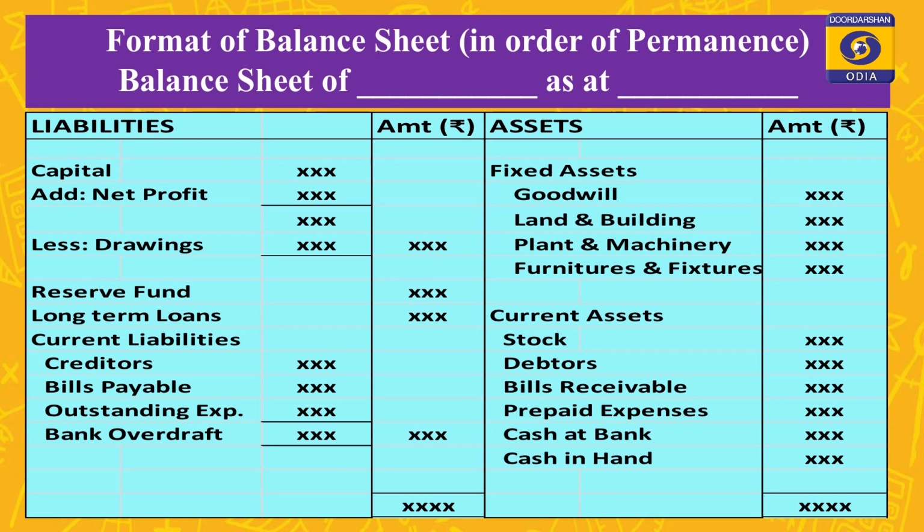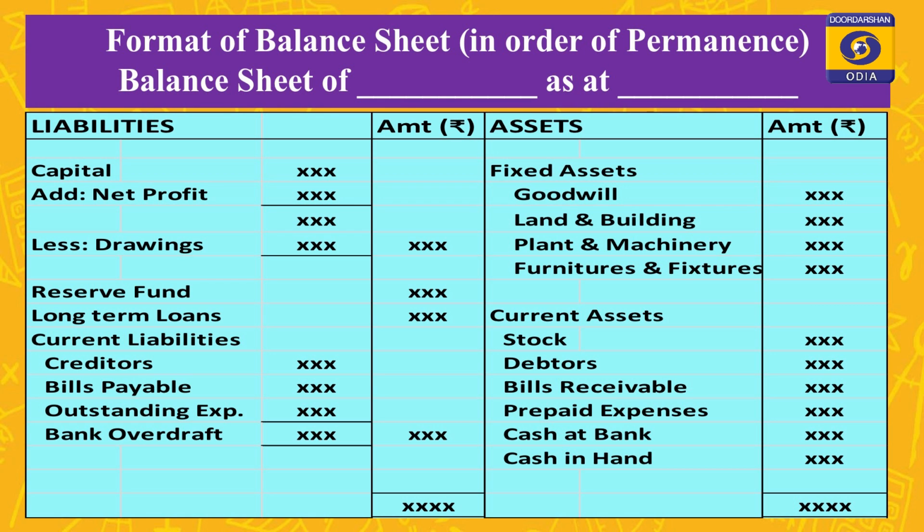Then we have reserve fund. If the question gives you reserve fund, that will appear on the liability side in the balance sheet. Long term loans: if there are any long term loans, they will find a place under this head. Current liabilities, I bifurcated. You can see we have creditors, bills payable, any kind of outstanding expenses, and bank overdraft. The total of all of these will be taken to the outer column.